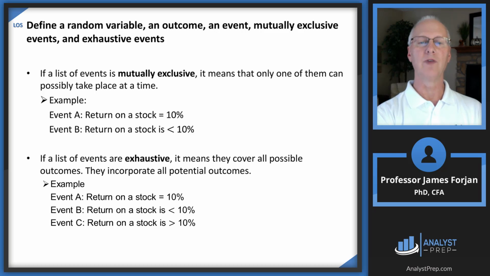On the other hand, exhaustive means exactly what the name suggests. It covers all possible outcomes. So if event A is 10% return on a stock and B is less than 10% and C is greater than 10%, well, then that includes all possible outcomes.